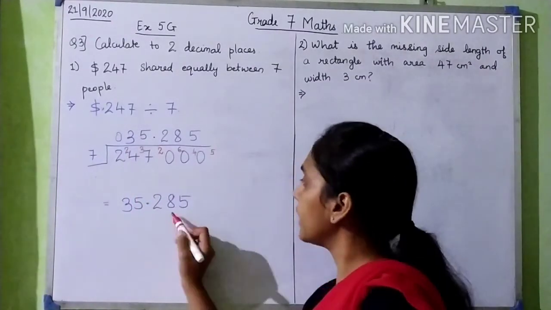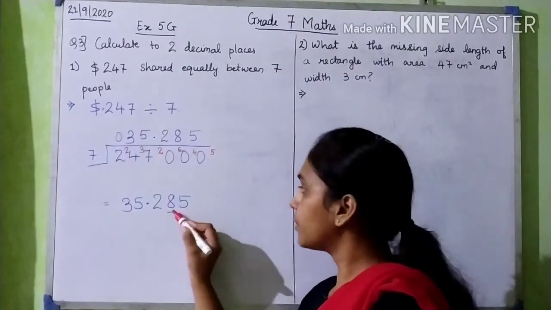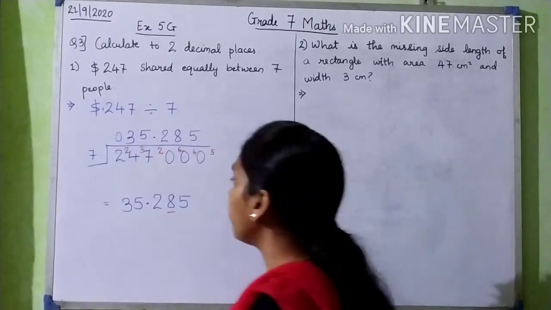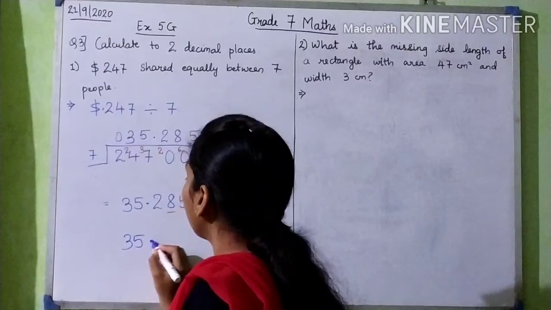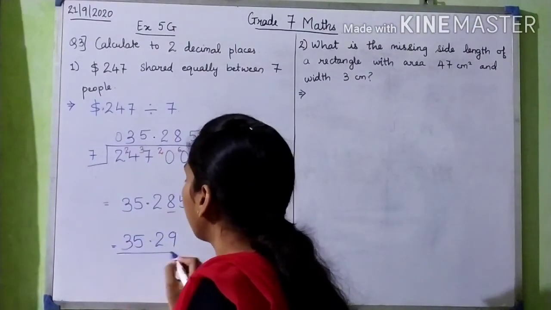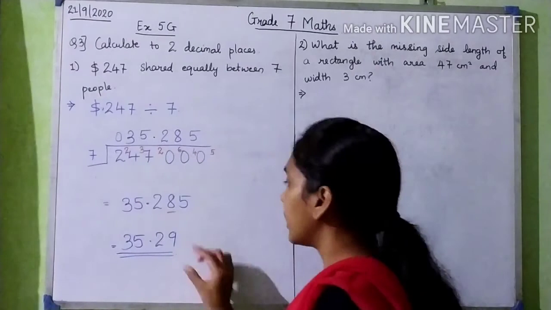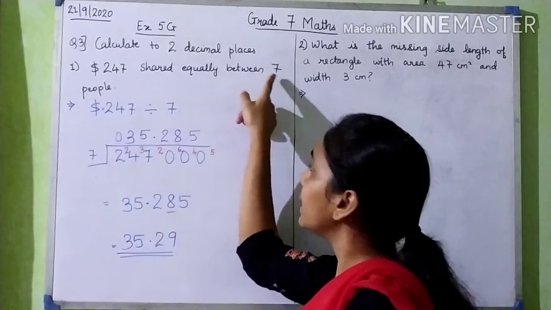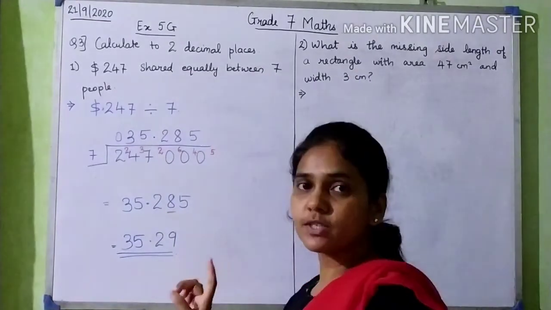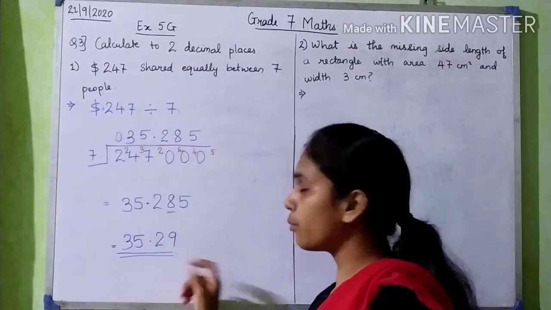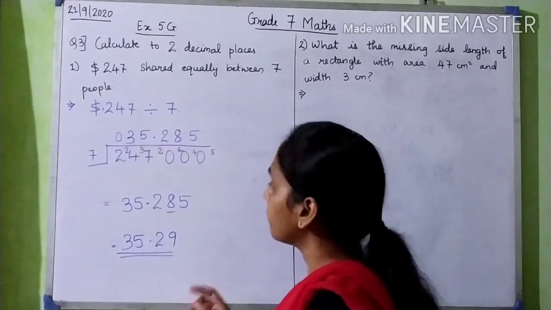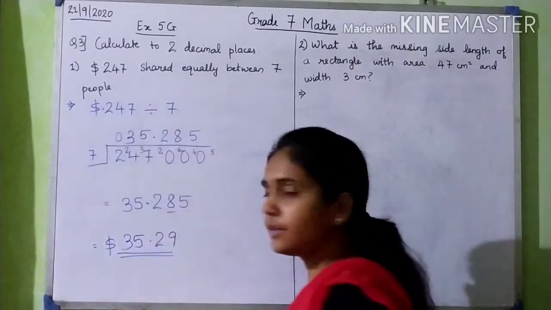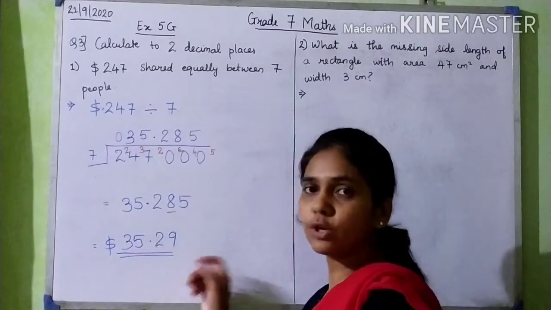So the number in the second decimal place is 8, and after 8 is 5. So add 1 to the number 8. So this will become 35.29. So this is our answer. So this means that when $247 is shared or divided between 7 people, each person will get how many dollars? $35.29. So every person will get $35.29.